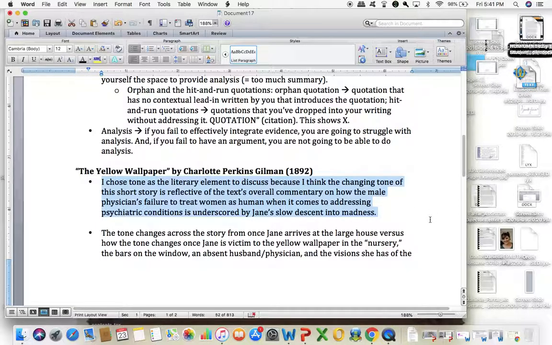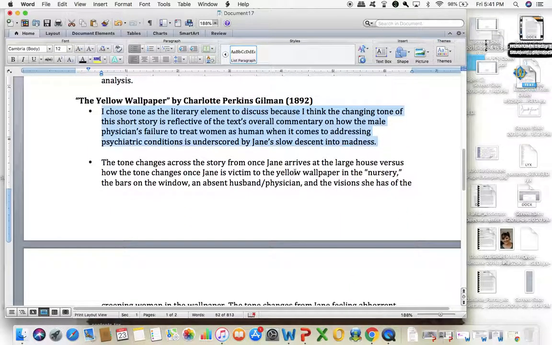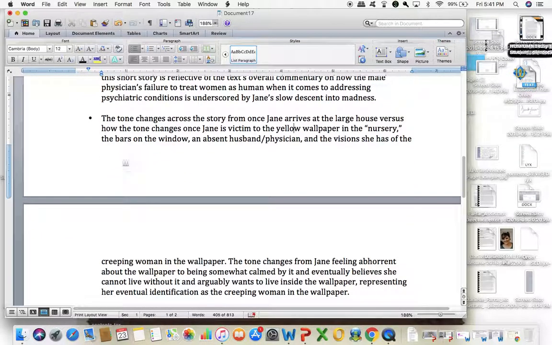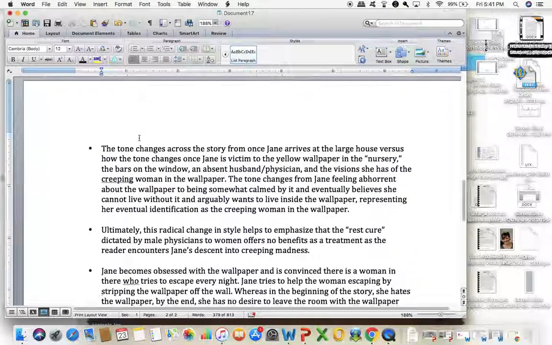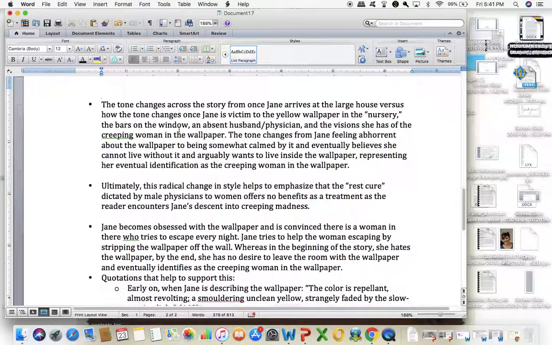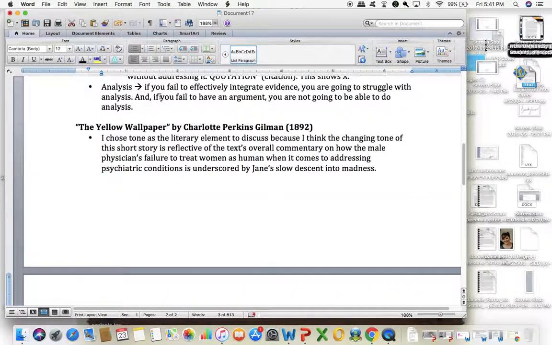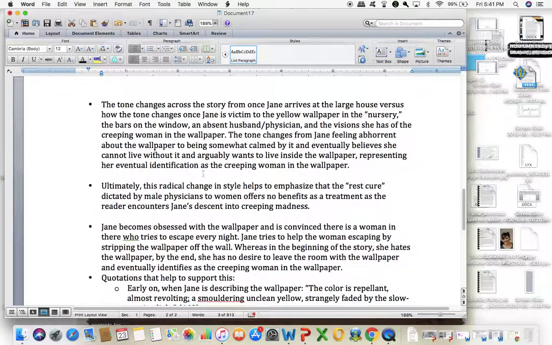Jane is our narrator in this story. And then I said, okay, well, why else do I want to talk about tone in The Yellow Wallpaper? Right, so I say here, and here I talk specifically about, well, how does the tone change? So that was one of the first things I set up here. I talked about the changing tone, and it was like, okay, well, what is the changing tone?